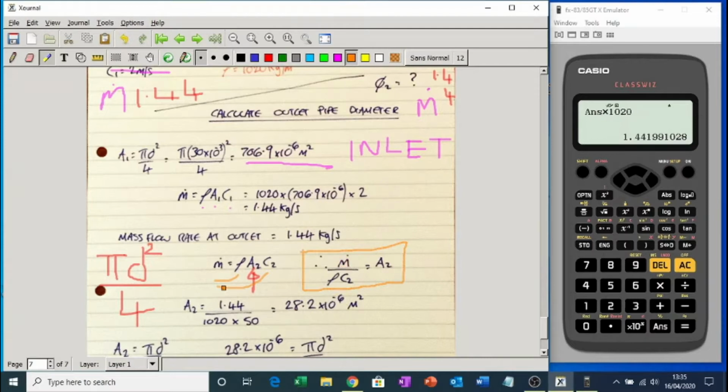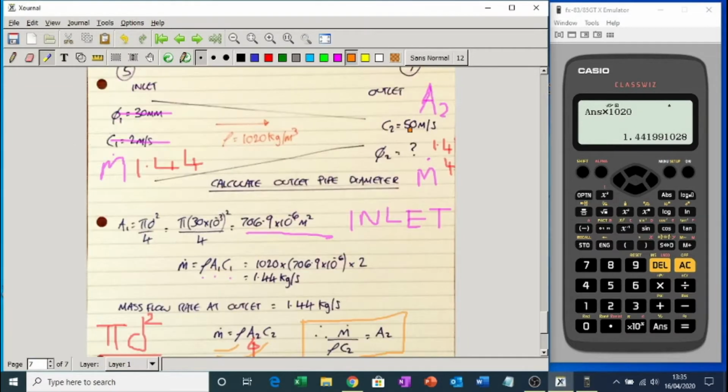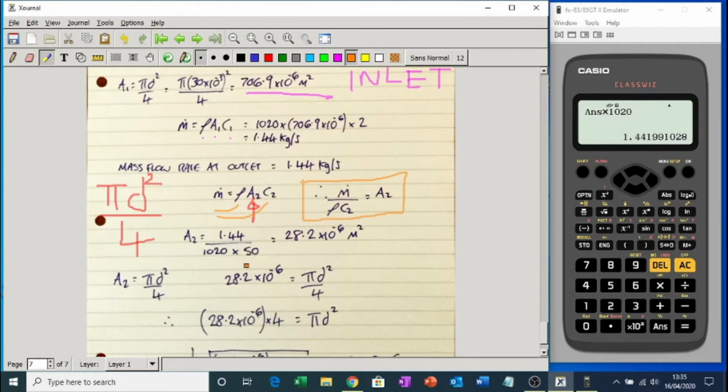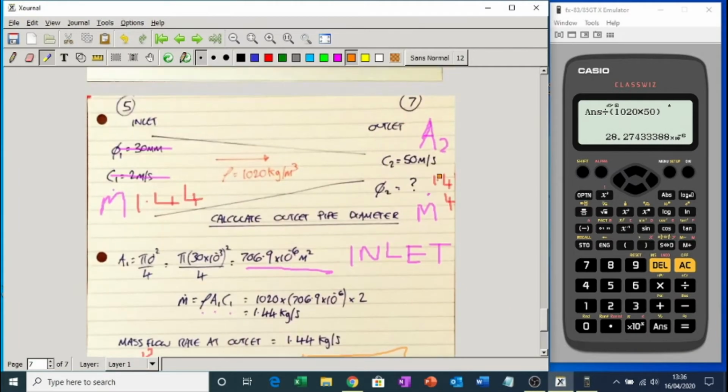So the mass flow rate, which I know is 1.44, the density I know is 1020, and the speed out is 50. That will give me the area. So I'll leave that number in, 1.44. We'll divide all of that by 1020 times by 50. So 28.2 times 10 to the minus 6. You could even do a bit more if you want to. So that is area 2. The area on the out, this is A2. So 28.27 times 10 to the minus 6 is the area coming out.